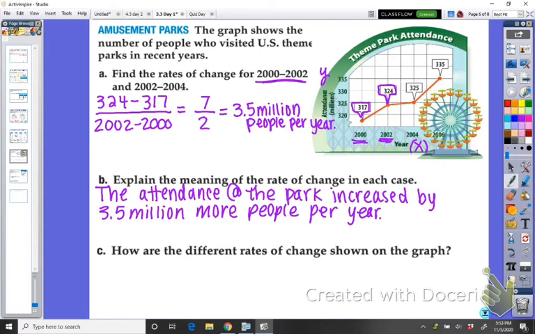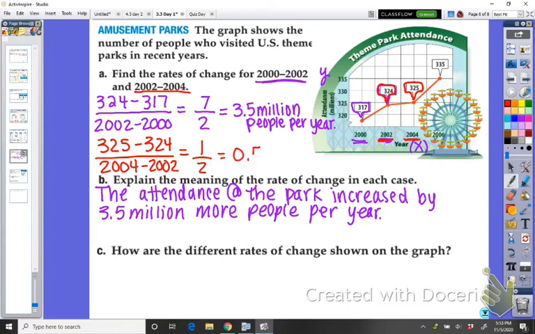All right, and lastly we have 2002 to 2004. So now I'm looking at how it increased from 324 million to 325 million. So obviously you should know that that difference was only 1 million more. So 325 minus 324 is a difference of 1. And over the years, 2004 to 2002 was a difference of 2 years. So this is 500,000 people per year.